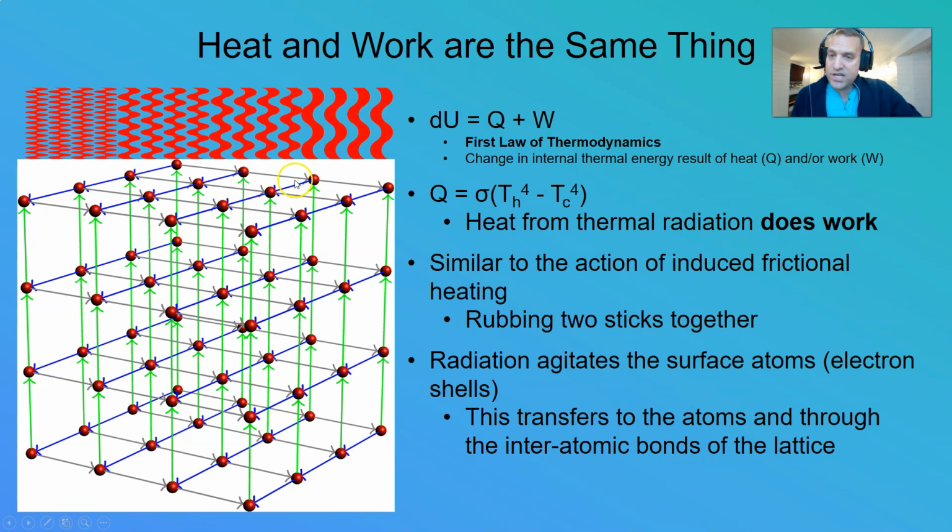As the interatomic bonds, which are made up of electrons, are agitated by this light coming in, that agitation transfers to the atoms on this top layer, and then those atoms deform and agitate their own interatomic bonds in all vectors, and so that energy thus gets transferred via conduction down through the surface to all the other atoms. So that's what's happening. It's work on the atomic scale. That's what heat is. Heat is work on the atomic scale that you don't really see.